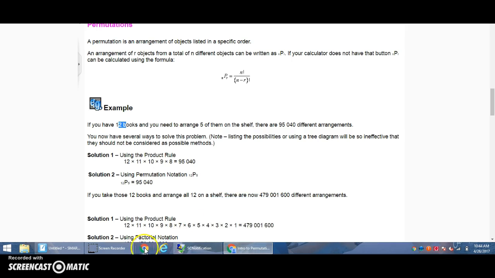So if I was to do that like I did before, I would say there's 12 options for the first one, 11 for the second one, 10, 9, 8, and the answer is 95040. That's absolutely right. But there's another way to look at this. Not the product rule, but let's do this using this rule here, which might look a little bit intimidating for you right here. So let me just write this out here.